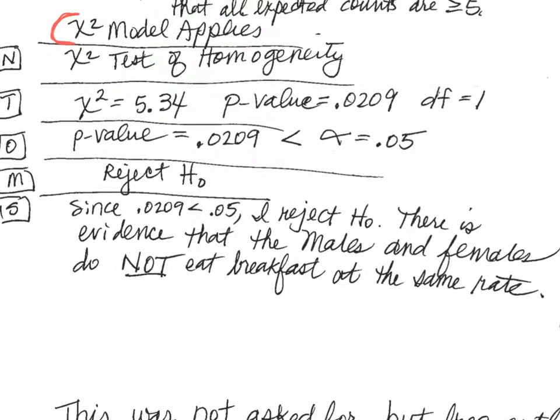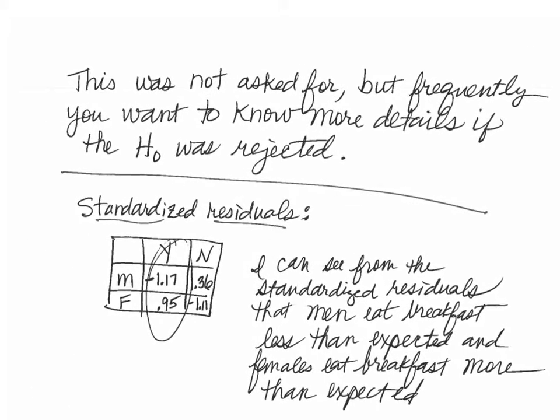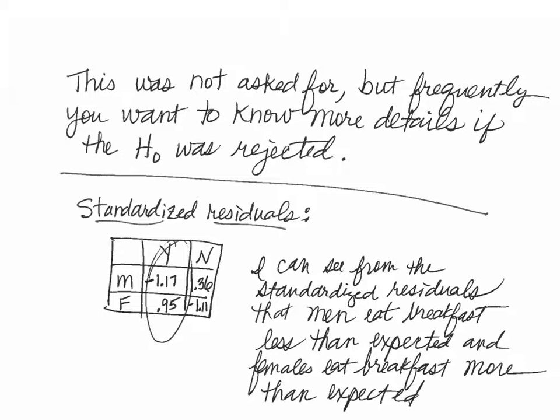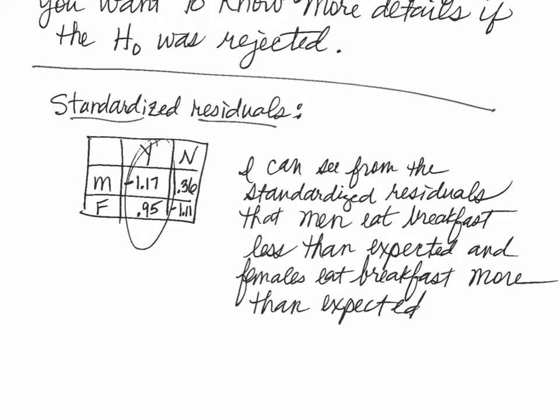So my p-value is low. I reject H0. There is evidence that the males and females do not eat breakfast at the same rate. Now, the question did not ask you for any more information. But it is common that, especially when you reject the null hypothesis, that question might be posed to you. So I went ahead and I wanted to demonstrate for you what you might do in that case. If they had asked you for more information, of course, you would do your standardized residuals, which for each cell is your observed minus expected over the square root of expected. And then I did that for each one.